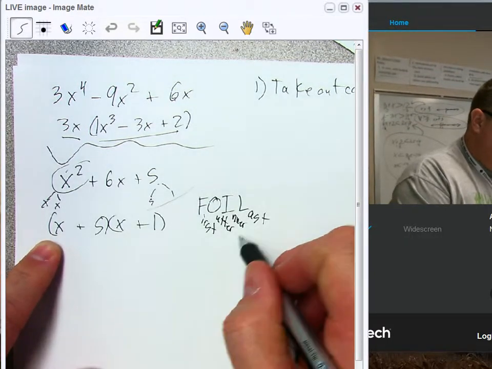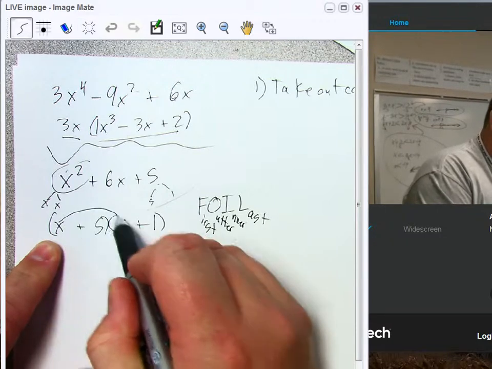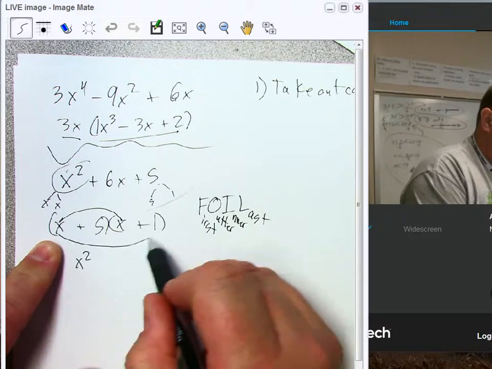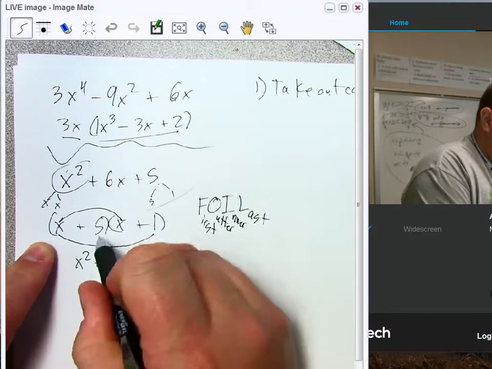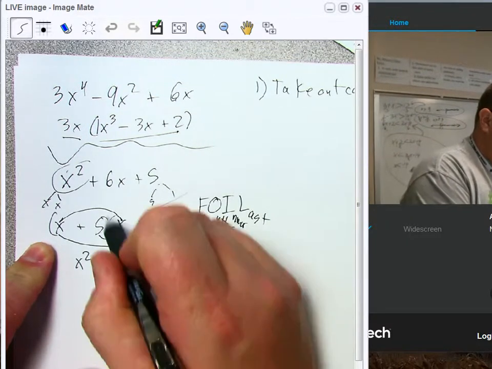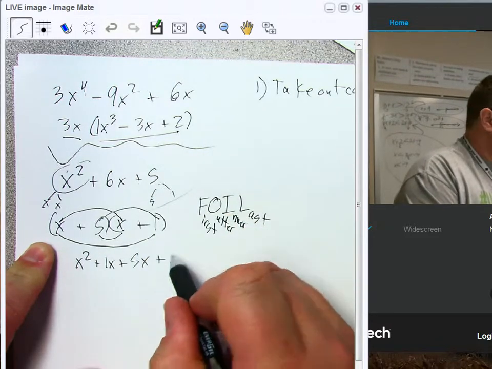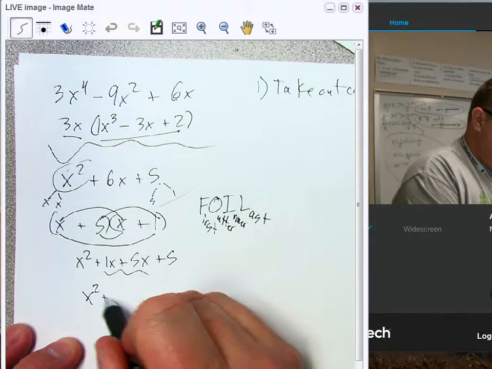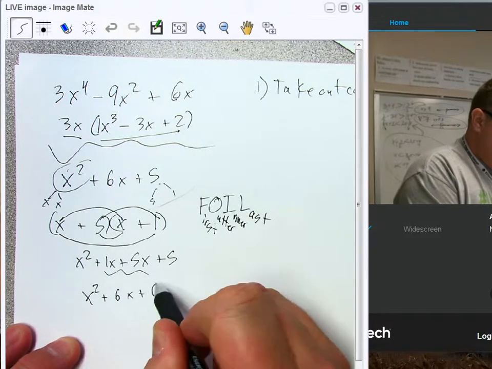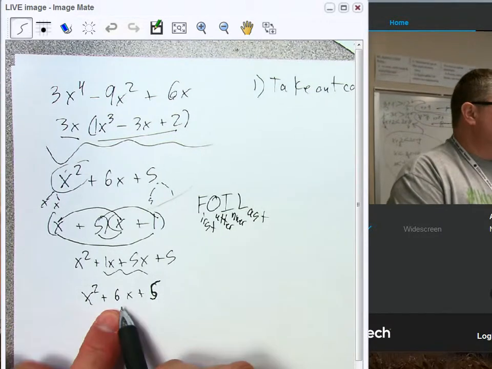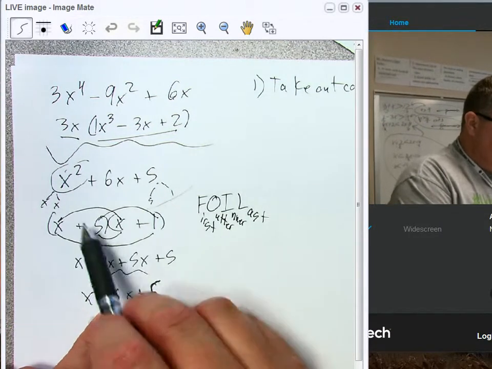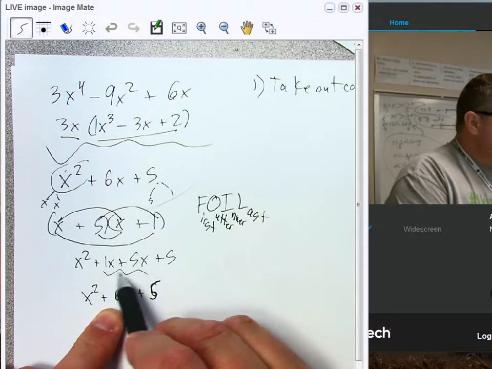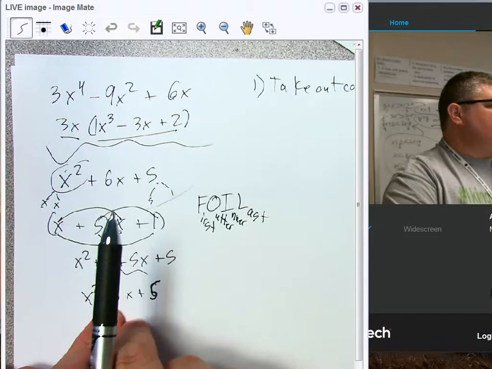That's it. First, outer, inner, last says first times first, x squared. Outer times outer, 1x. Inner times inner, 5x. Last times last, plus 5. What do I do in the middle? Combine. Yes, Mr. O'Brien. Why didn't I do anything with 6x? The answer is right here. Because when I give away the x to the 5 and the x to the 1, what does that make in this middle bit? The 6, it shows up.